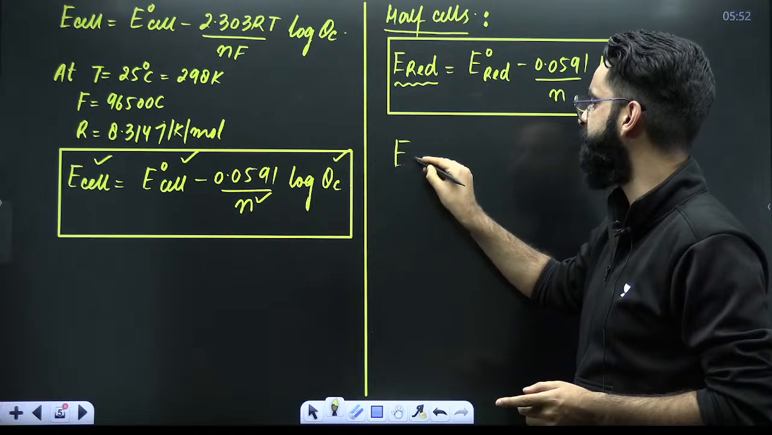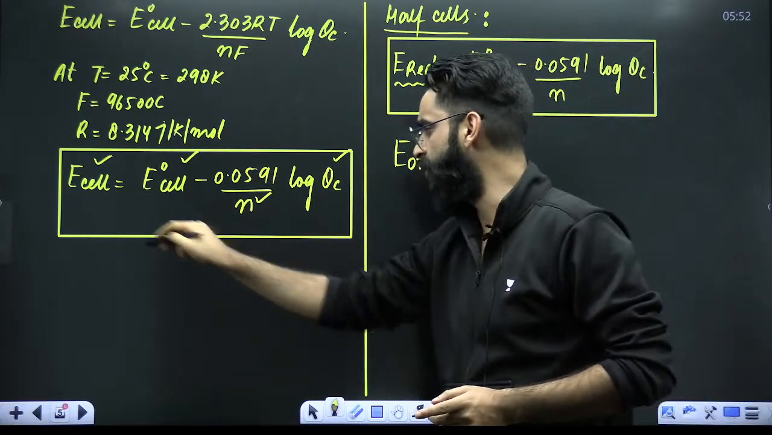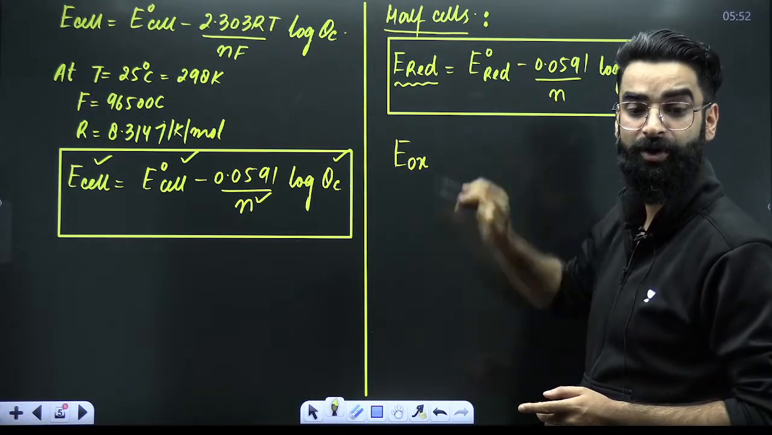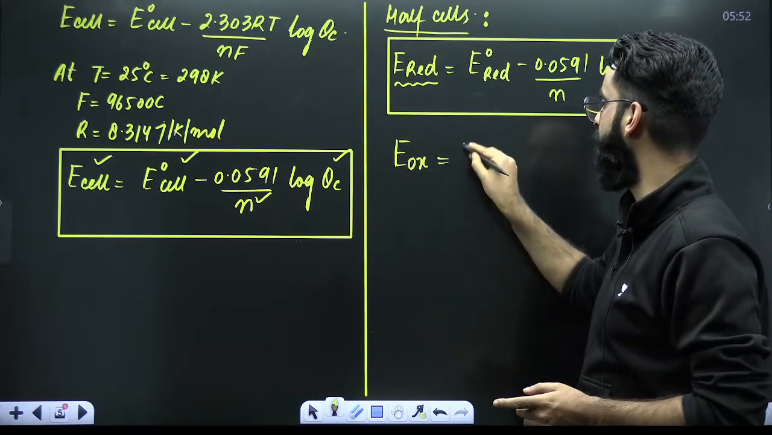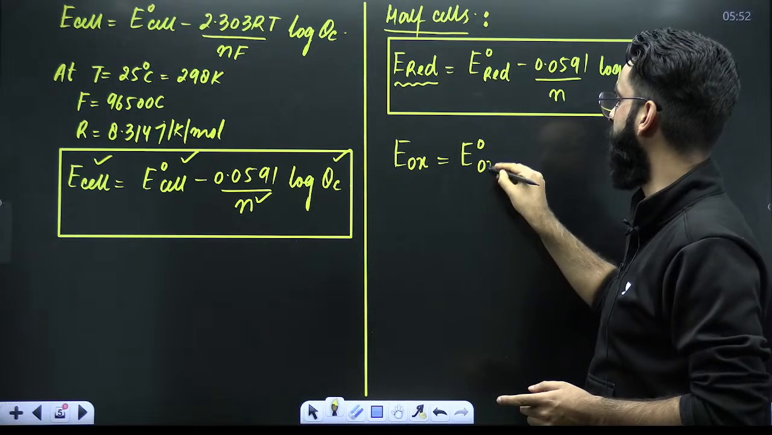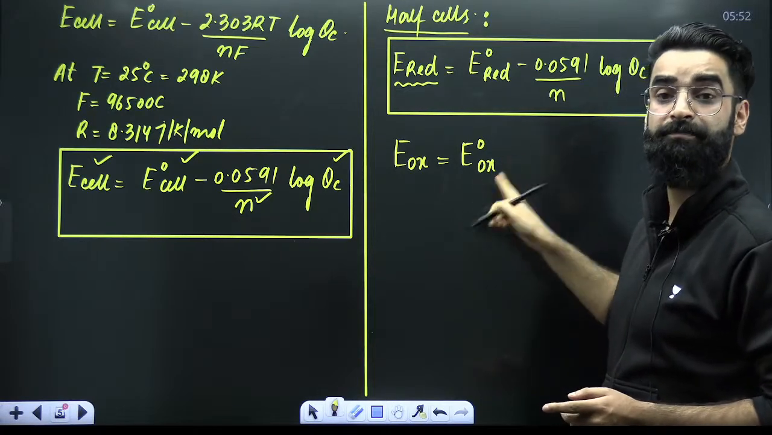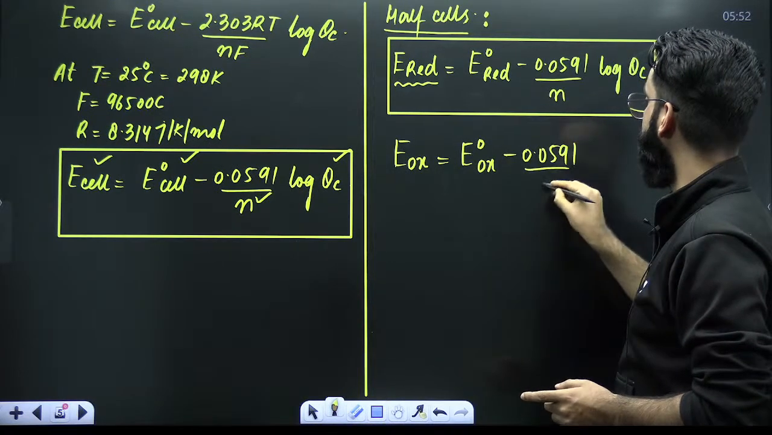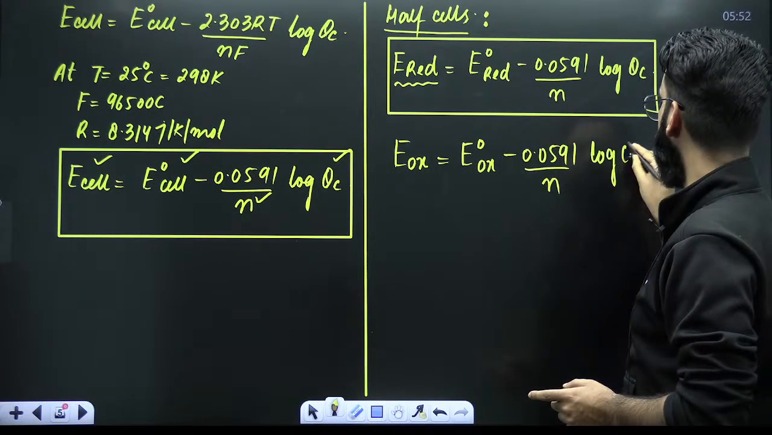You'll write EOX. Instead of E cell, you'll be writing EOX, which represents oxidation potential of the half cell under non-standard conditions, is equal to E naught OX. E naught OX represents standard oxidation potential of the half cell minus 0.0591 divided by N. Then it's going to be log of QC.